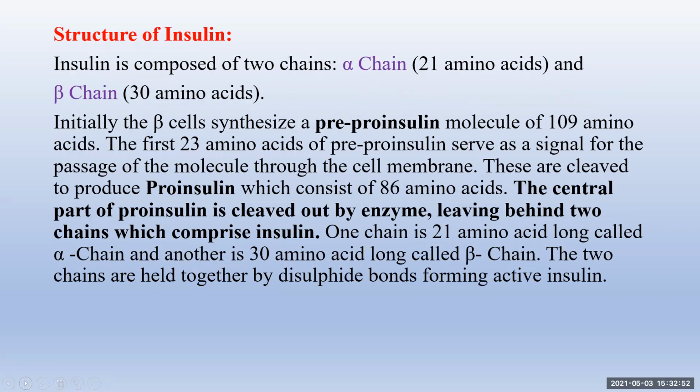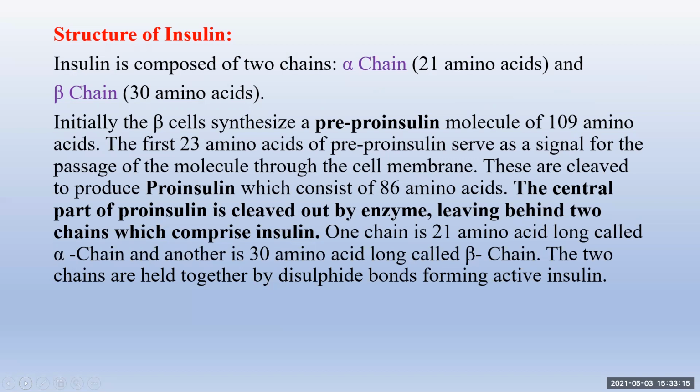What is the structure of insulin? If you look at the structure of insulin, it consists of two chains, alpha chain and beta chain, or rather we can say A chain and B chain. The alpha chain is made up of 21 amino acids and the beta chain is made up of 30 amino acids. Initially, inside the body, inside the organ pancreas, beta cells synthesize pre-proinsulin molecule.